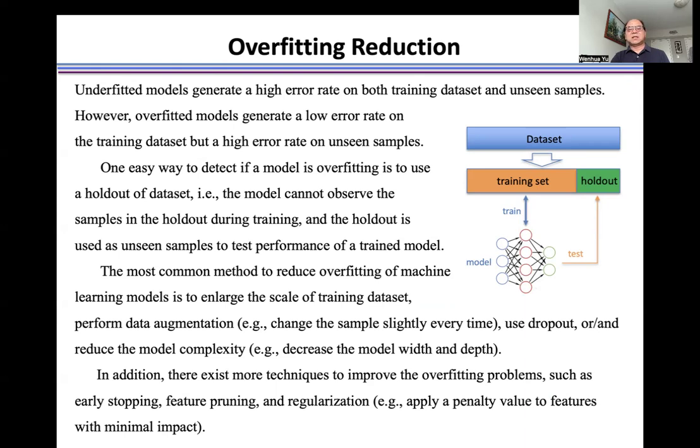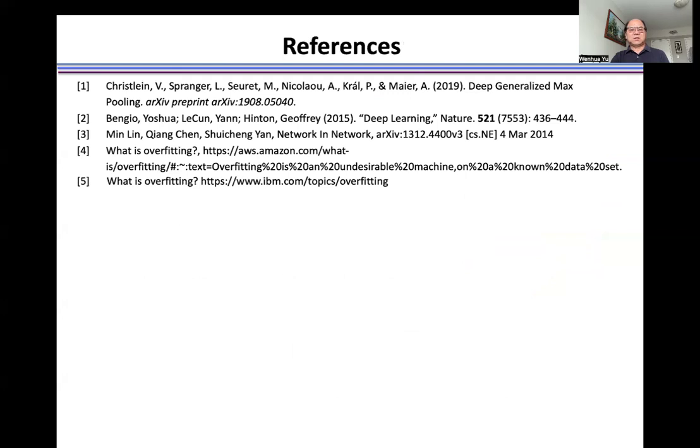The most common methods to reduce overfitting of machine learning models are to enlarge the scale of a training dataset, perform data augmentation, use dropout, and reduce the model complexity. In addition, there exist more techniques to improve the overfitting problems, such as early stopping, feature pruning, and regularization. For more details, please check these references.